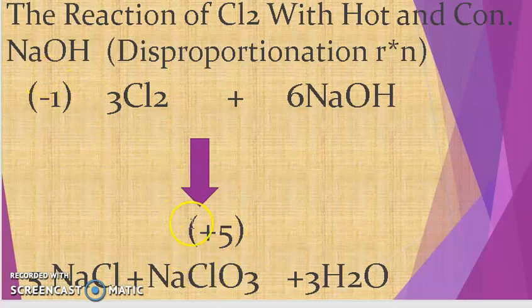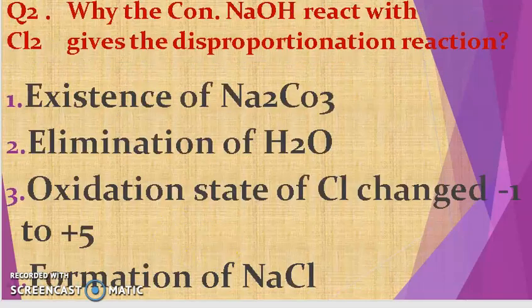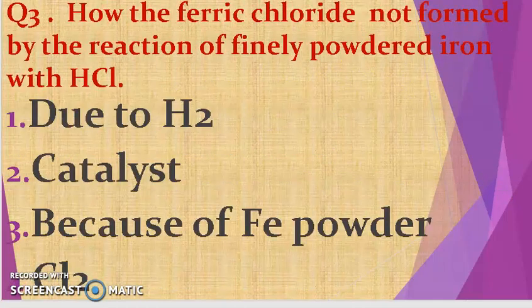If you find it out, we have the conclusion that this is a disproportionation reaction, because there is a change in the oxidation state of chlorine from -1 to +5. So what is the reason we have to give in the option? The oxidation state of Cl is changed from -1 to +5. So this is the reason: concentrated NaOH reacts with Cl2 to give a disproportionation reaction. So this is the way you have to find out. Let's go to the next question now.